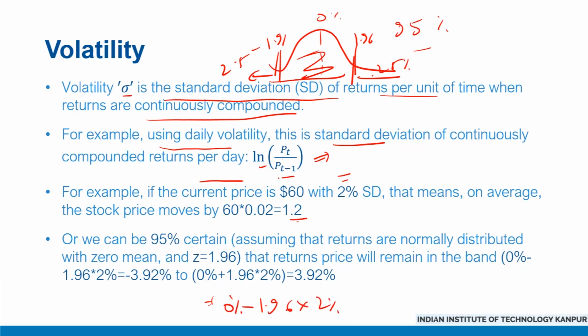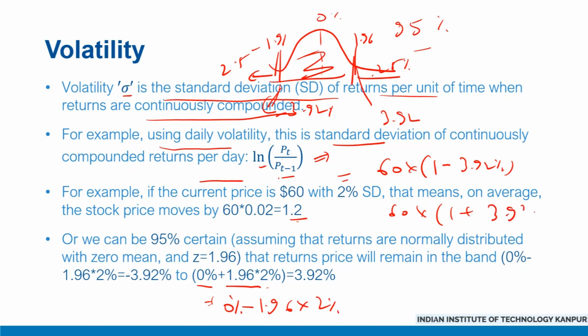This is on the lower side, which is minus 3.92%. The upper side is symmetric, so it is 0% plus 1.96 into 2%, which is again 3.92%. So effectively, if you want to know the range of the price, that will be $60 into 1 minus 3.92% and $60 into 1 plus 3.92%. So this will be your lower level and upper level of prices with a 95% confidence band.